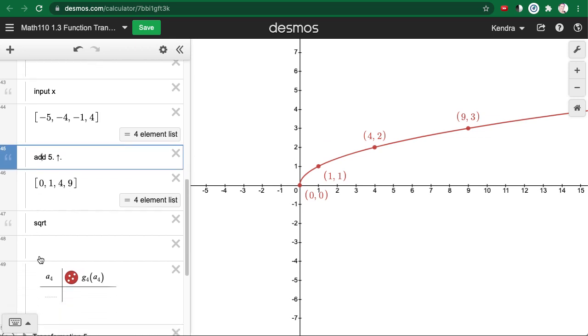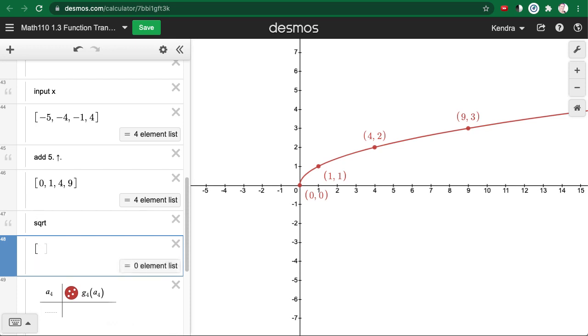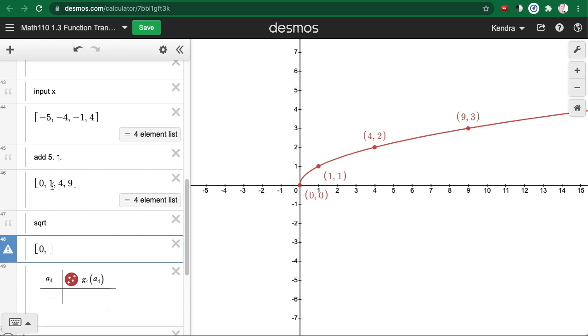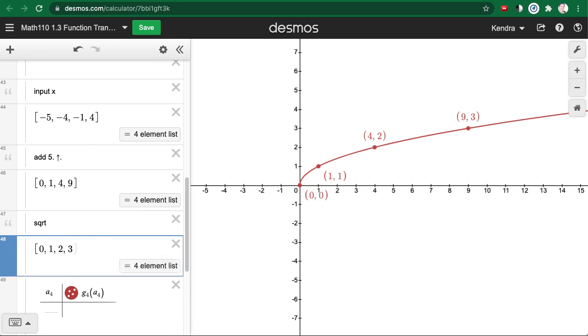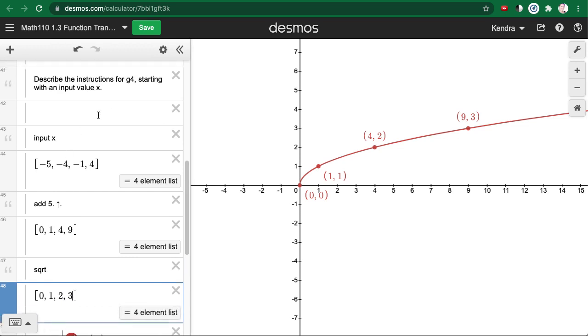And from here, I can take the square root of those numbers. Square root of 0 is 0. Square root of 1 is 1. Square root of 4 is 2. And square root of 9 is 3. So this says in this function, with an input value of these, I get an output value of these.